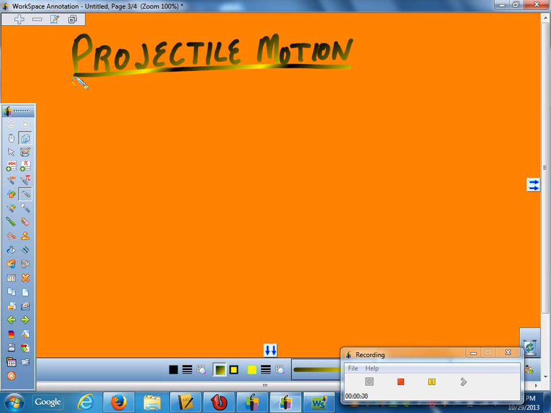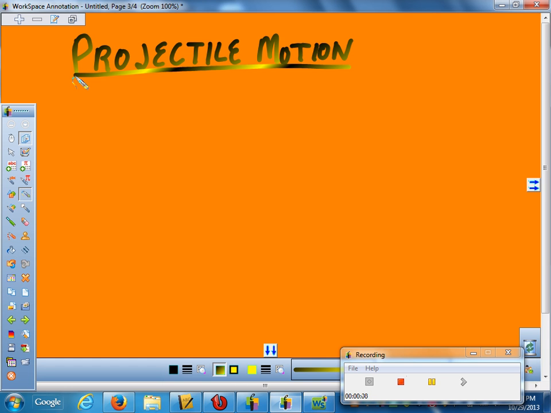So what do I mean by projectiles? Objects doing what? Flying through the air. Okay. Why don't objects just fly through the air forever and stay up there? Because of lovely old gravity.